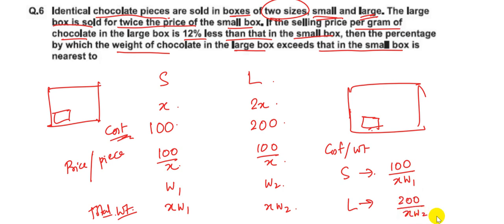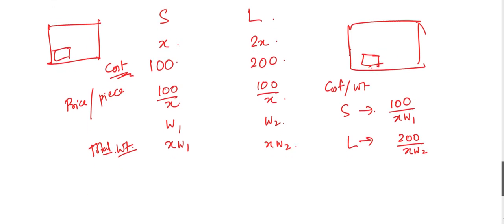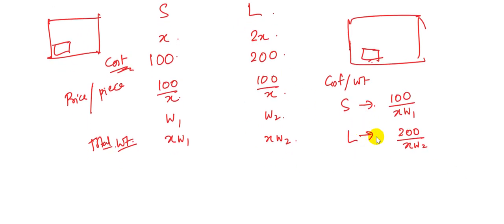XW2. Now as per the condition, the selling price per gram of chocolate in the large box is 12% less than that of the small box. So that means the cost of chocolate per unit gram in the large box, which is 200 by XW2, is 88% of 100 by XW1. So that means we can simplify this.